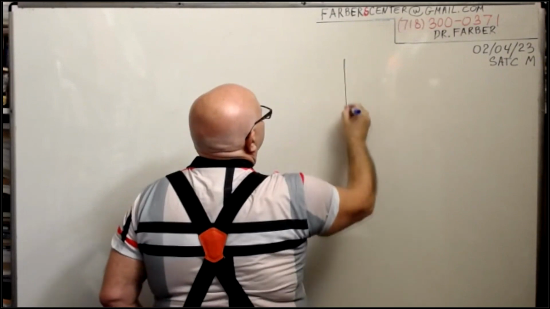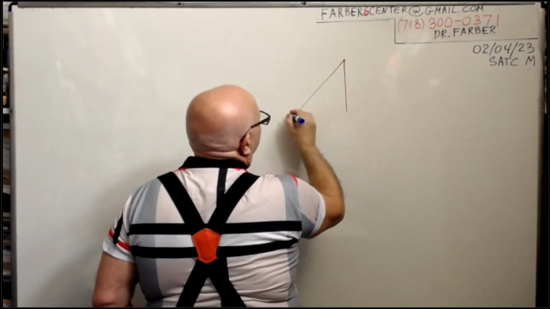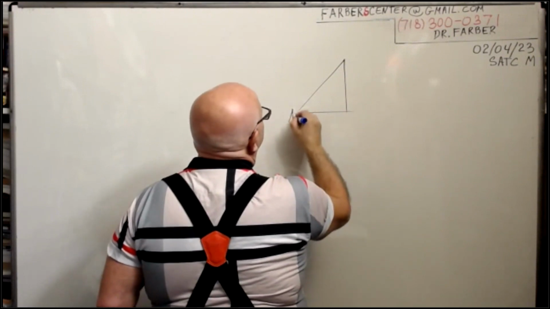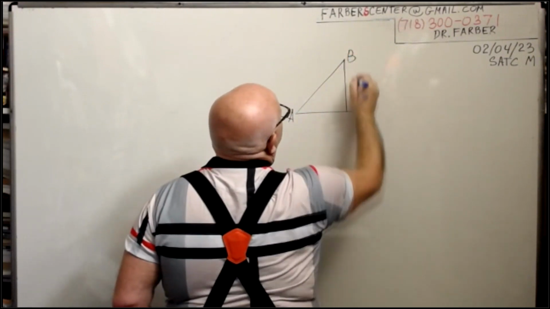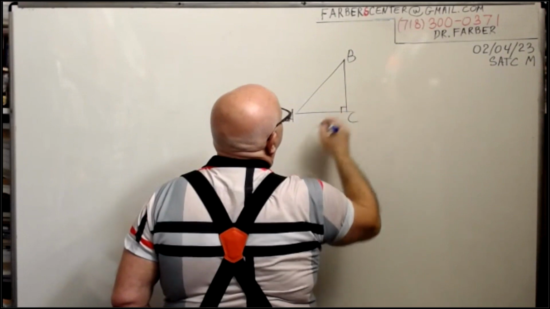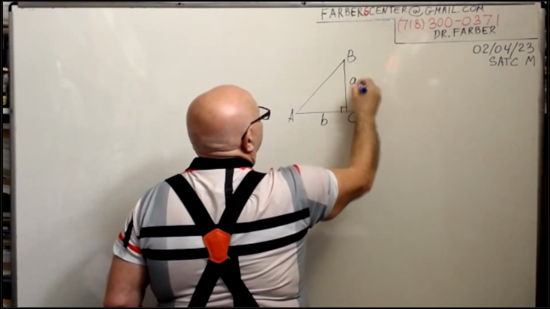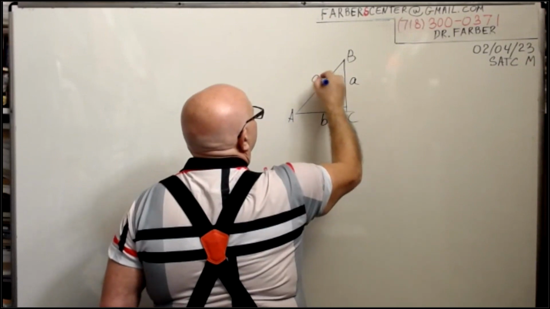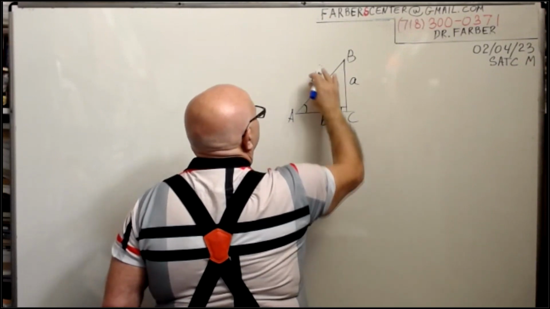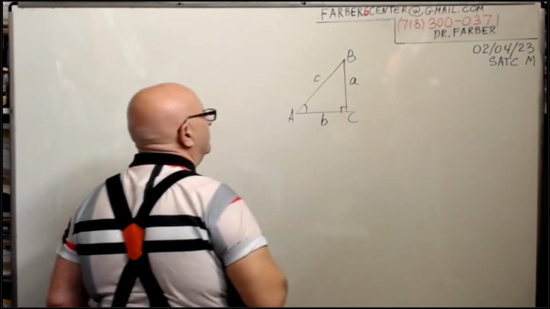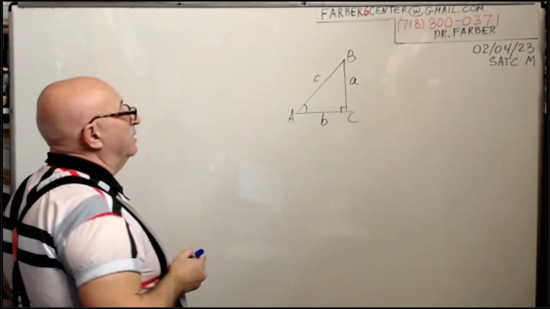Let's make a triangle, right triangle, ABC. This is B small, this is A small, and this is C small. And this angle C small. I will talk about angle A.